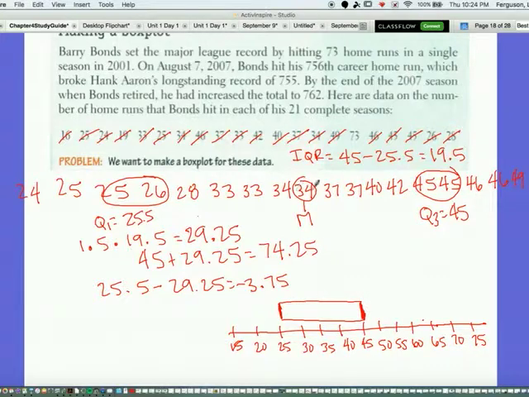All right, so now you're going to go find your median, which is at 34. So it's close to 35, and that would be your median. So there's my median, there's my Q1, there's my Q3, and then I also have to include my maximum and my minimum.